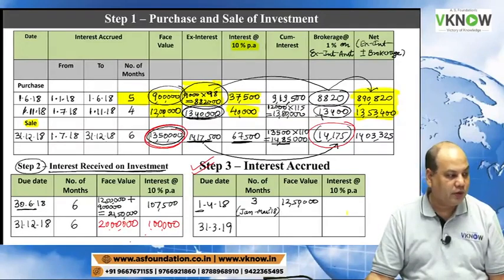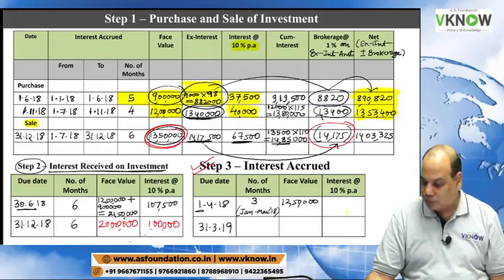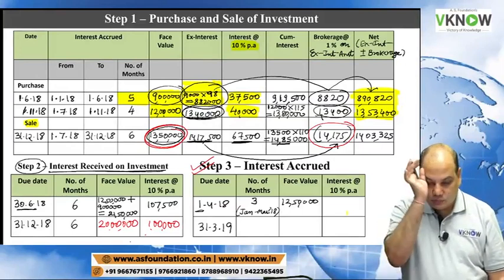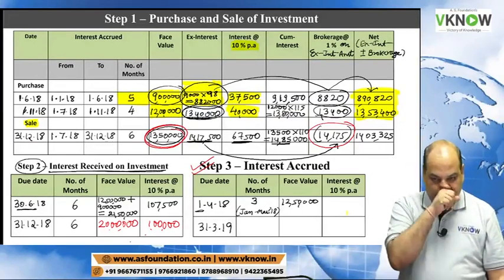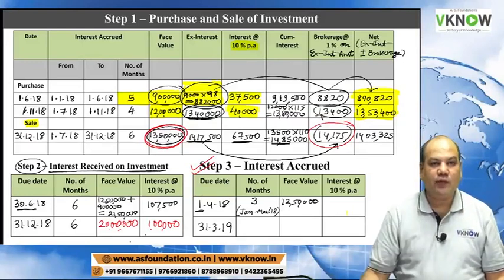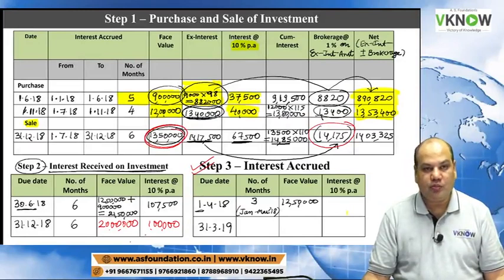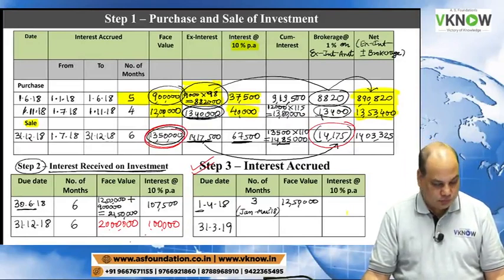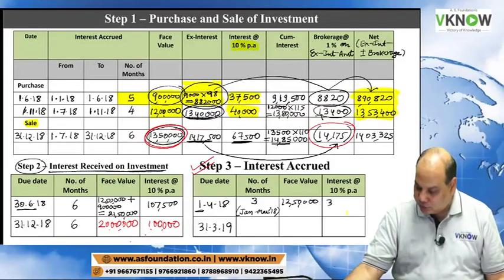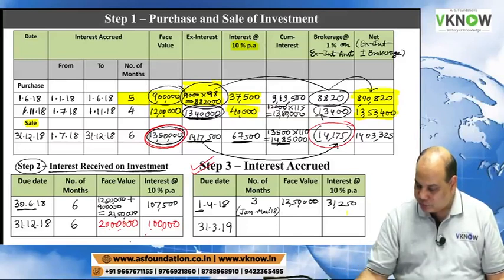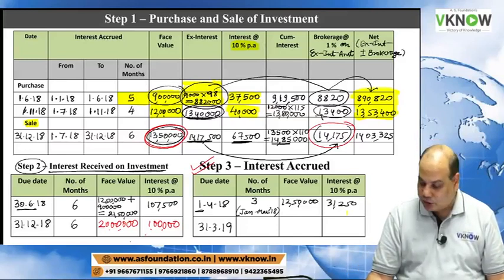Into 3 by 12. 12,50,000 into 10% into 3 by 12. So that will come to 31,250. Very good. Those who have answered, very good.